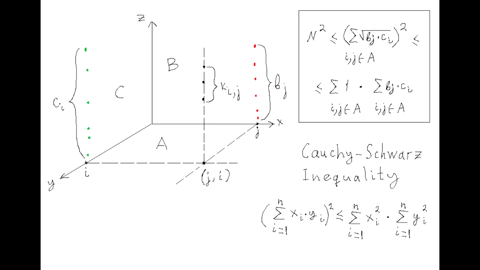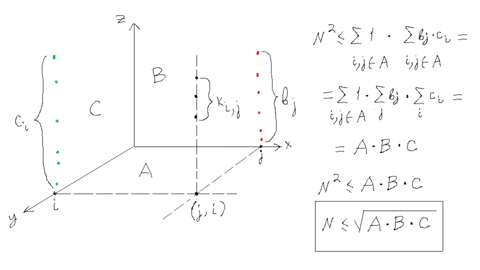When we apply the Cauchy-Schwarz inequality to our current inequality, vector x consists of numbers 1, and the dimension of this vector equals the number of pairs of indices i and j that are used in the projection region A. And vector y consists of square roots of products b_j times c_i for all pairs of indices i and j in the projection region A. Then we rewrite the sum of products b_j times c_i as the product of sums of b_j and c_i, where i and j are all indices used in the projection region A.